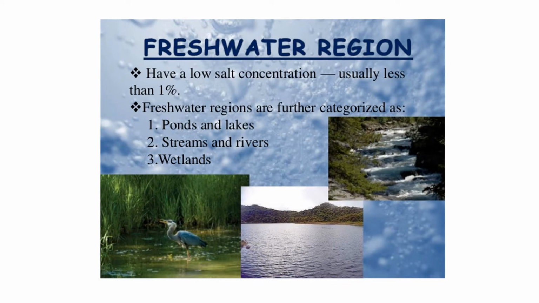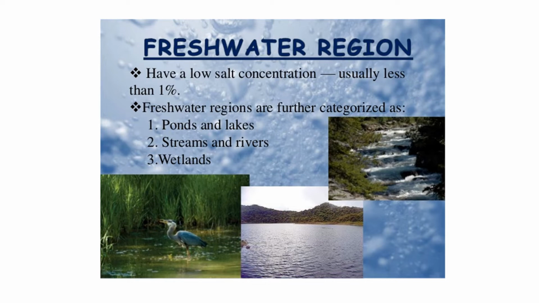The freshwater region. Yesterday we talked about oceans or marine biomes that have 3% or more salinity in their water. Salinity means the percentage of salt or salt concentration. Freshwater biomes like ponds and lakes, streams and rivers, or wetlands have less than 1%.